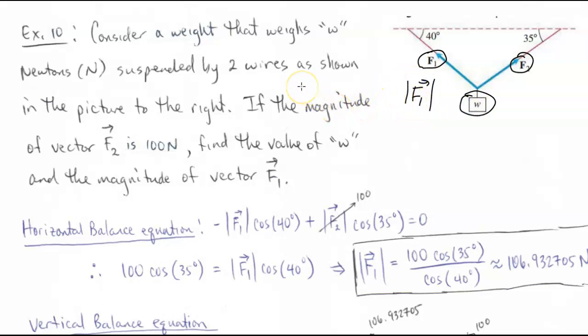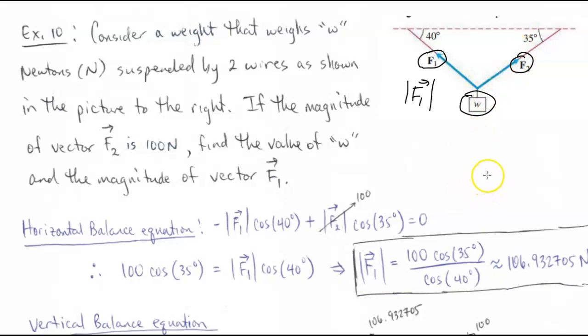What I've done here is I've expressed everything in terms of what I call horizontal balance and vertical balance equations. If I use physics terms, I'm basically doing a free body diagram where I'm separating all the forces going in the positive and negative y direction, writing that as one equation, and all the forces going in the positive and negative x direction, writing that as one equation. And of course, the sum of all those forces would have to equal 0.